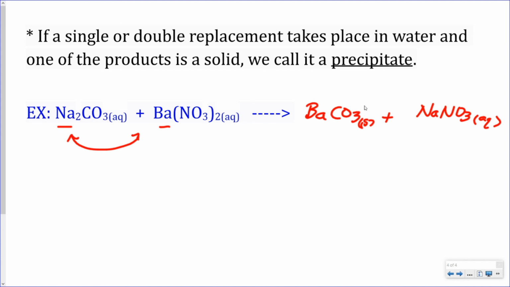Let's go ahead and balance this. In order to balance, we're just going to put a 2 there. Now, what we set up here is if one of the products is a solid, we call it a precipitate. Well, guess what? We have a solid here. So barium carbonate is referred to as a precipitate. That's going to be very important moving forward so that we can identify which of our products is a precipitate, if any of them. So, good luck.